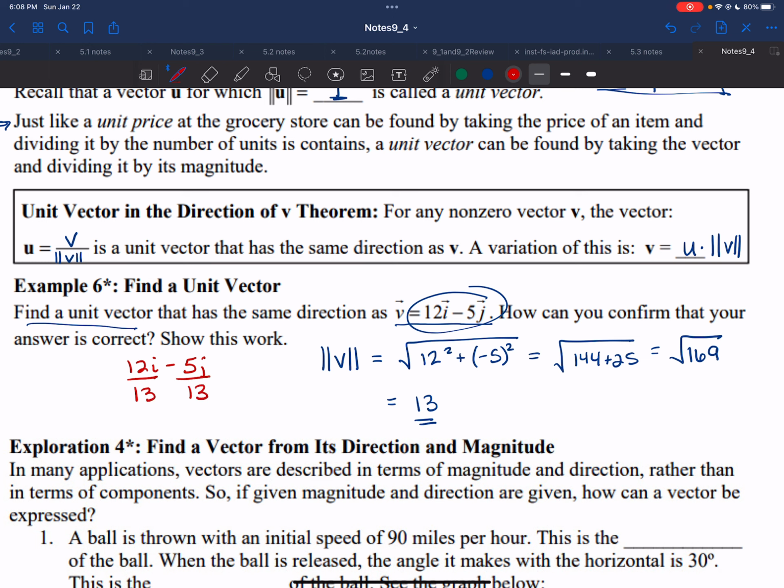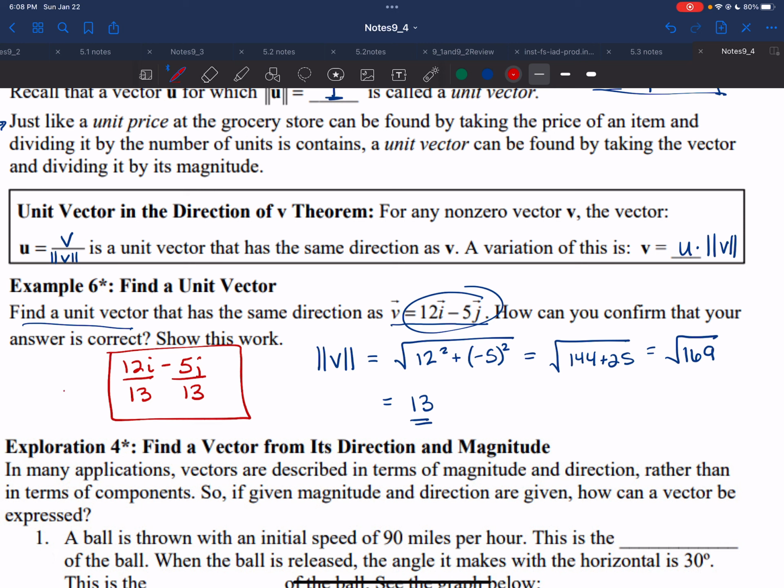Okay, so how do you check it and confirm that your answer is correct? Well, this right here is actually u. That's my unit vector. And remember, I said I could take that unit vector and multiply it by my magnitude, and I would get my original vector back. So all I have to do is multiply this by 13. I lose my denominators, and I'm back at my 12i minus 5j. So to find the unit vector, you take the current vector you have, find the magnitude of that vector, and divide it into it.